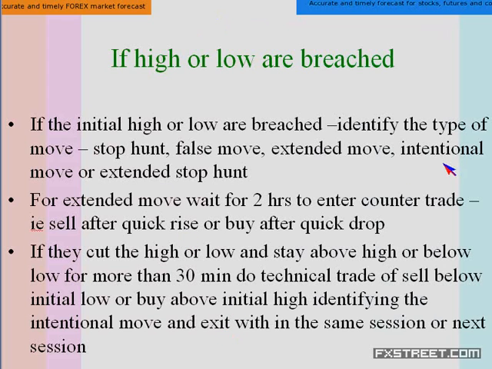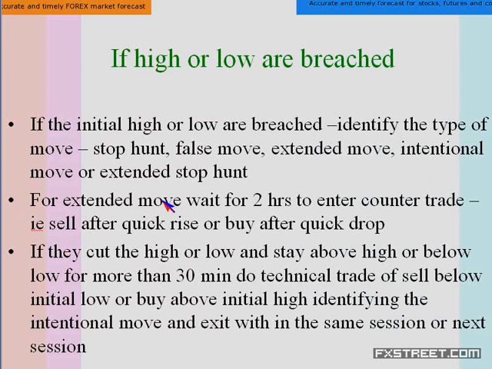Intentional move happens for about 2 sessions and the early part of the third session. If they continue to drop, sometimes you would have noticed the market making a 100 pips net change drop and then it continues to the next session when the third session starts. Then if you try to sell, you will be caught after the drop, because in the third session they pretend to continue the drop and then reverse. So you have to identify that intentional move, either on the downside or on the upside.